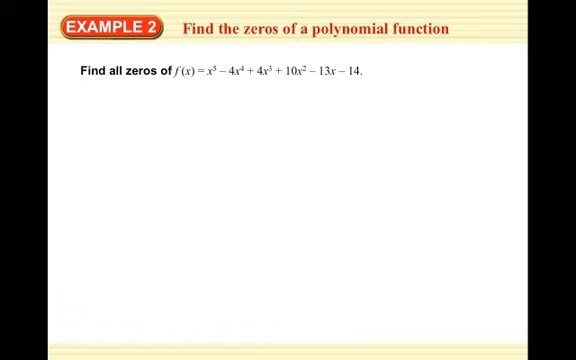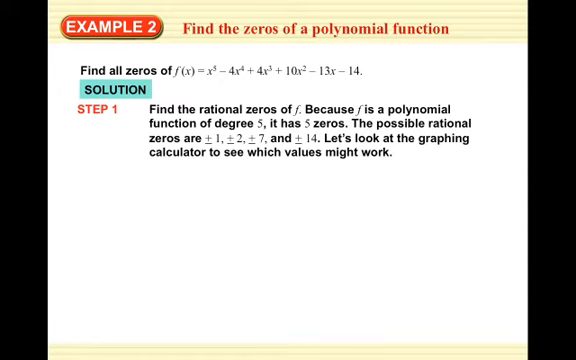Now, on this one, you're asked to find all the zeros. So we want to find all zeros of f of x equals x to the 5th minus 4x to the 4th plus 4x cubed plus 10x squared minus 13x minus 14. Just like I told y'all in the last lesson, anytime you have a polynomial like that and you're asked to find the zeros and you can't factor it, you need to think immediately P over Q. You need to find all your possible rational zeros, and then you can work from there.